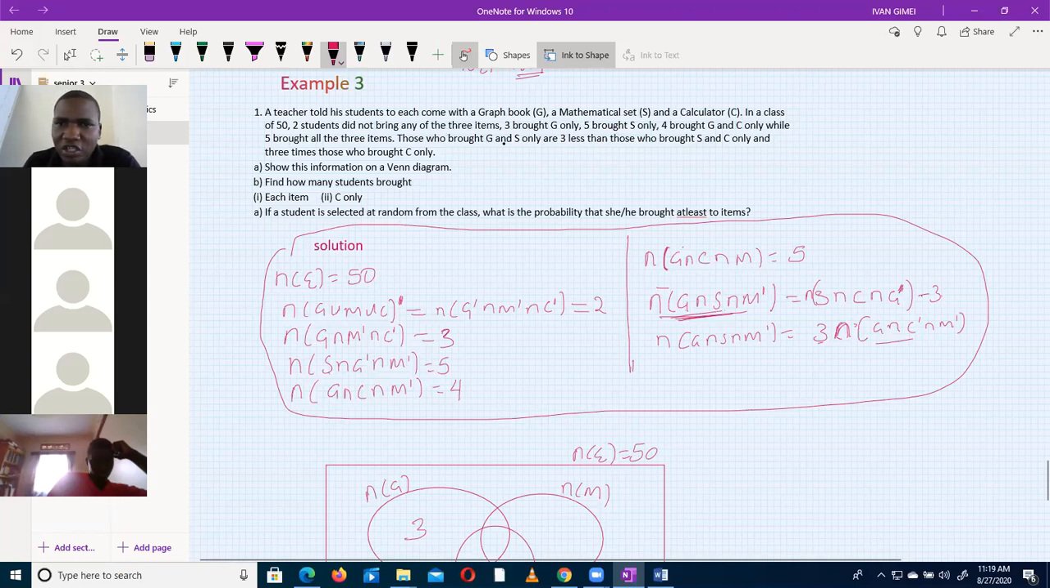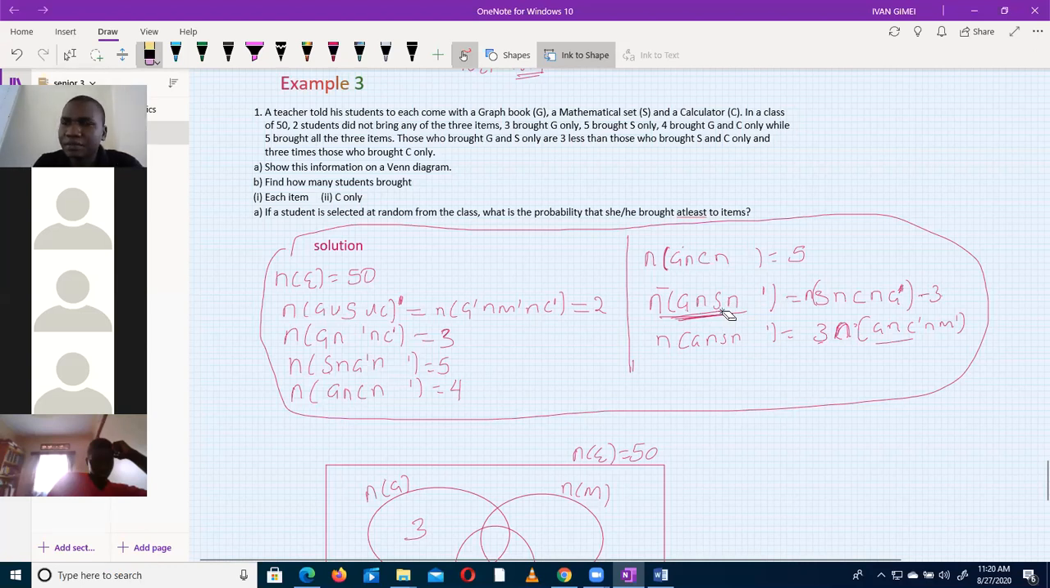Those who brought G, S, G and S. 2 did not bring any of the 3. So here this is supposed to be S. We've messed up already. So this S, we have S there. Even this one is S. I'm deleting where we have M, where we see M. And now we have M and S all together. This is all mixed up.